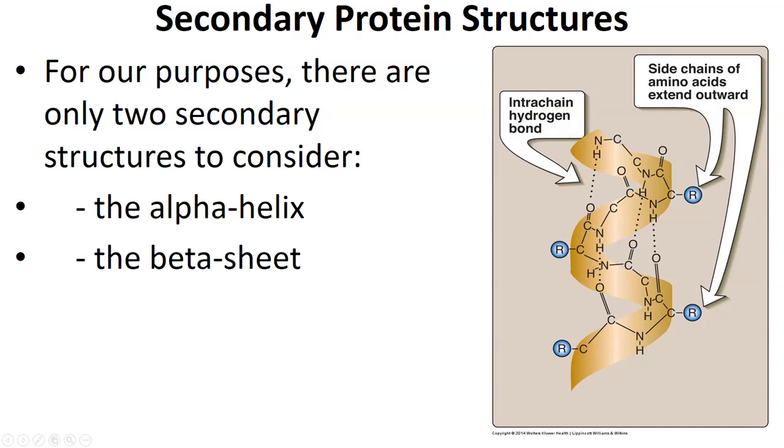So for our purposes, there's only 2 things to consider, which are going to be the alpha helix and the beta sheet. Those are going to be our 2 secondary structures. And I do want you to know what I mean by primary structure, what I mean by secondary structure. And when I say secondary structure, you should be thinking alpha helix, beta sheet. Those are the only 2 we're going to talk about.